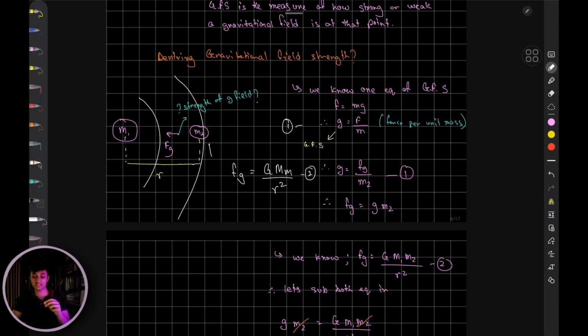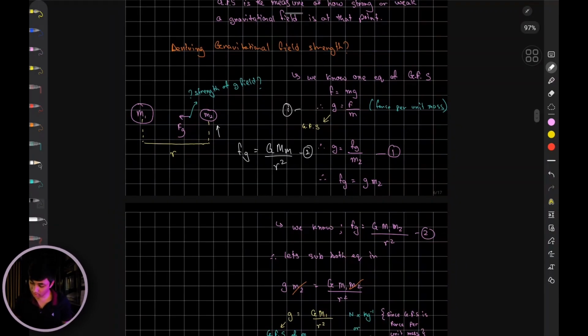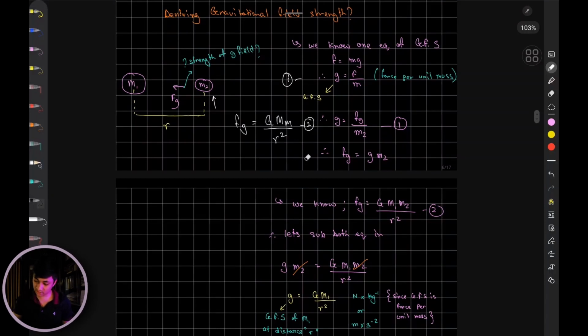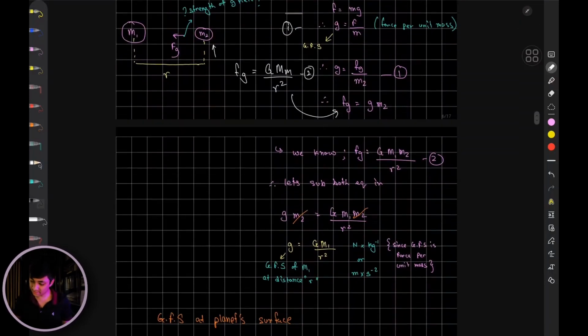So at this given distance, what is the gravitational field strength of Earth? That is denoted by g. So g times m2, the mass of the moon, is going to give you the gravitational force. Great. So now you'll equate equation 2 in this part. Now what you're going to get is g·m2 is equal to Fg, that is G m1 m2 by r squared.